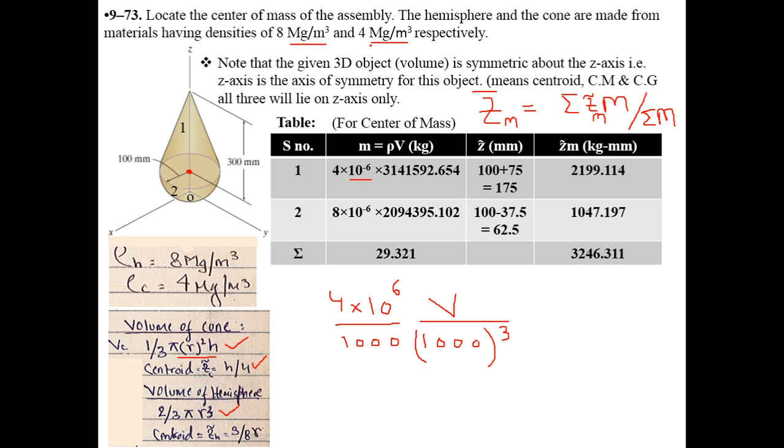Therefore, you just have to write 4 megagram per meter cube, multiply it with 10 to the power minus 6, and multiply it with the volume in millimeter cube calculated from this formula, and this is going to directly give you the result in kilogram.